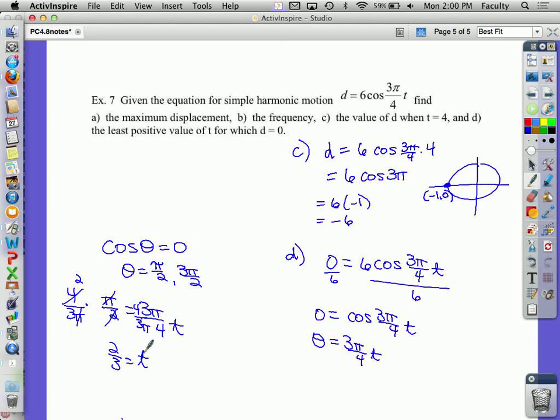Now let me ask you this. It asked for the least positive. If I put 3 pi over 2, is that going to be larger or smaller? Be larger, right? You're going to put a bigger number in, you'll get a bigger output. So t equals 2/3 is your answer. Isn't that funny?